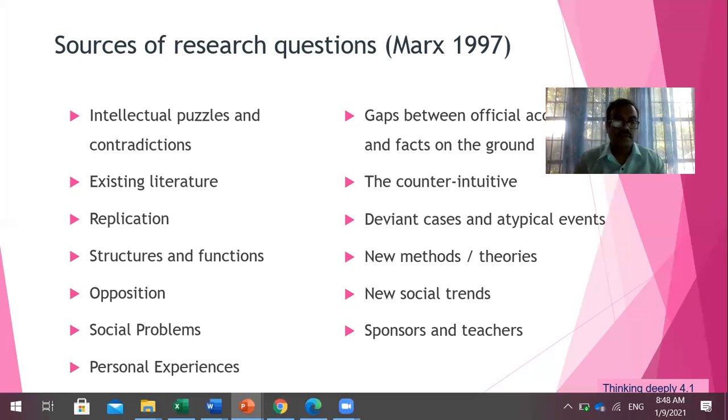Then structures and functions might help you to develop questions. For example, management structure, organization structure, how things are done at your organization will make you question. Why is it happening? Sometimes people do things without knowing.